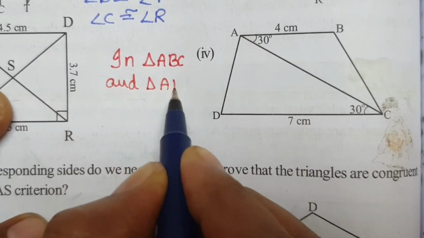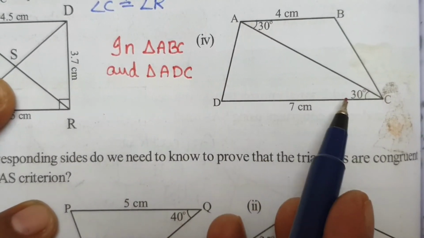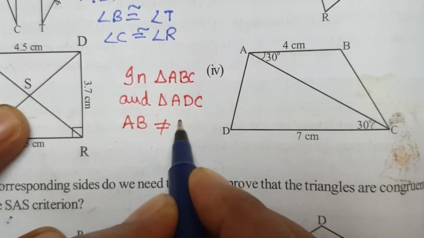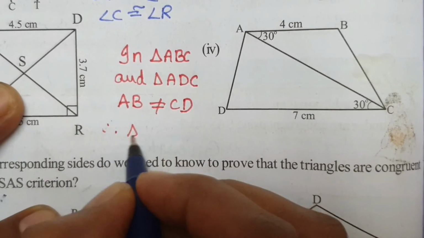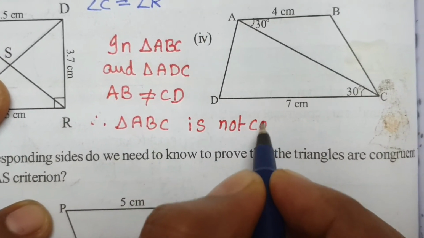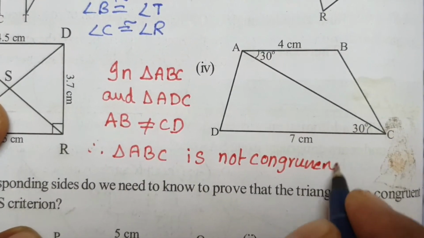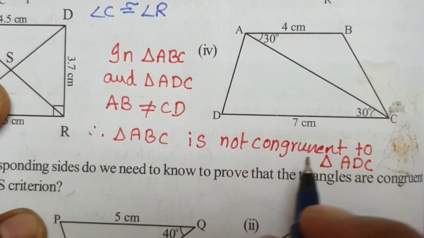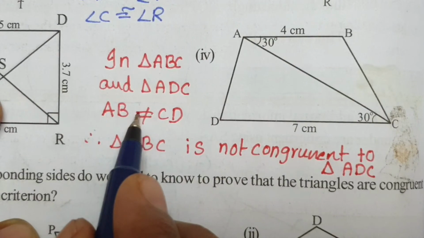and triangle ADC. ABC triangle and ADC triangle. These two triangles, observe here, AB is not equal to CD. So therefore triangle ABC is not congruent to triangle ADC. ABC is not congruent to ADC. These two are not in congruence.